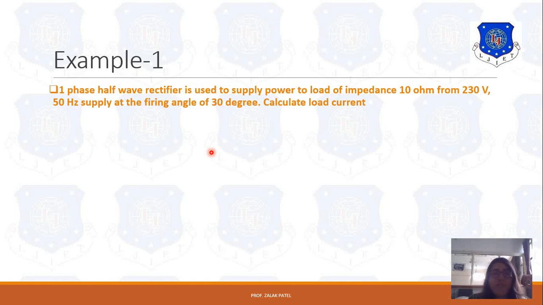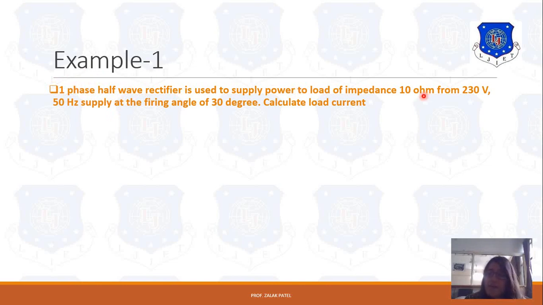Now let's consider one example related to this half wave controlled rectifier. The problem statement is: if a single phase half wave rectifier is used to supply power to a load of impedance 10 ohm from a 230 volt, 50 Hz supply at a firing angle of 30 degrees, then calculate the load current. Now in this question, first of all, a single phase half wave rectifier is given, so this should be considered. If a three phase half wave rectifier is asked, then the equation will be different.